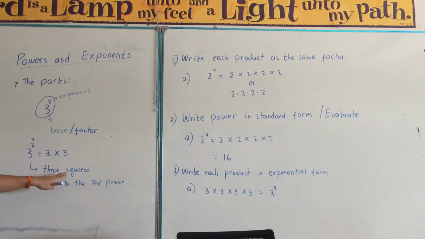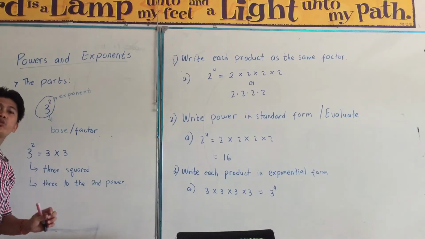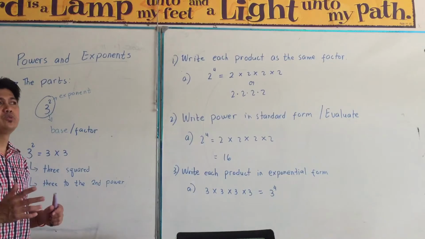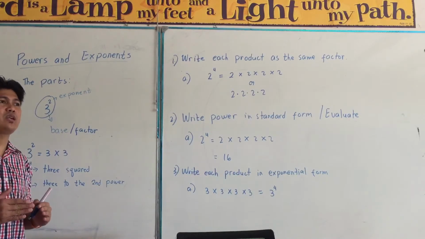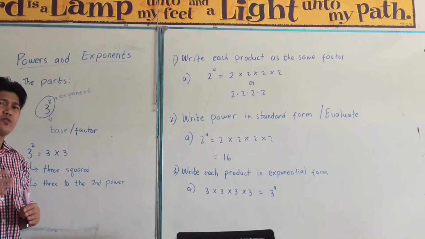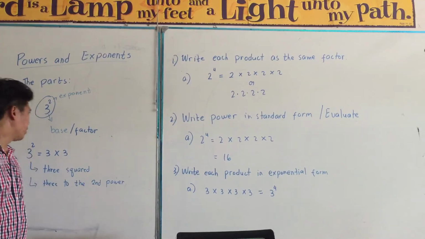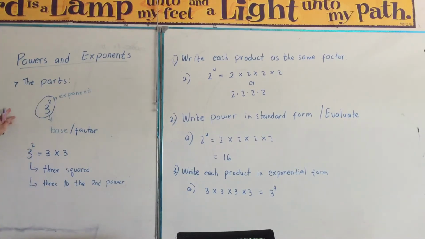You can also call it squared. If the exponent is 2, it's squared. But if it's 3, it's called cube. And if it's 4, there's no name for that, but you just have to say to the 4th power, or to the 5th power, 6th, 7th, 9th, 10th or 11th power. So in this example, the base or the factor is 3.